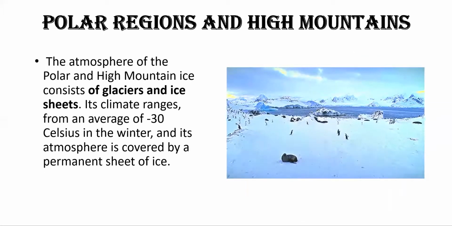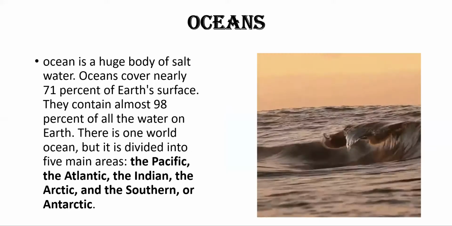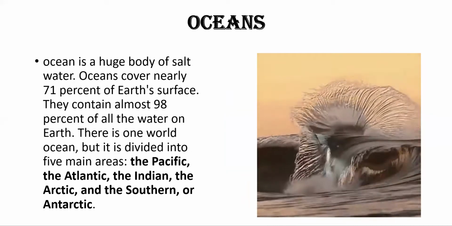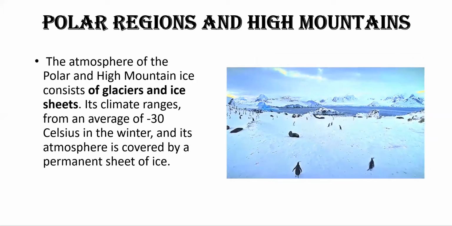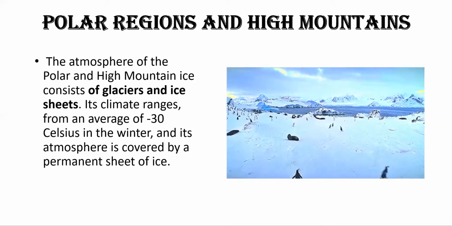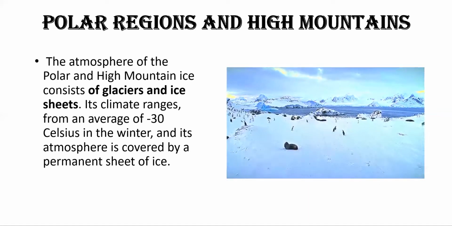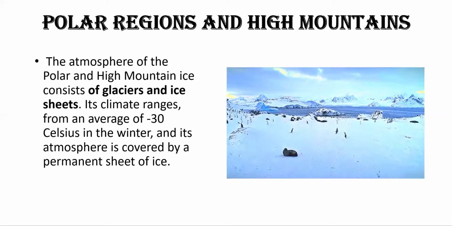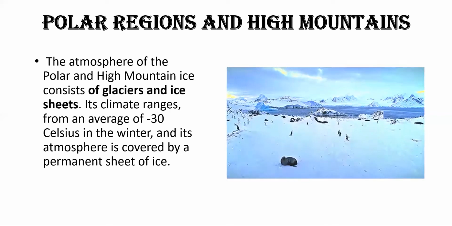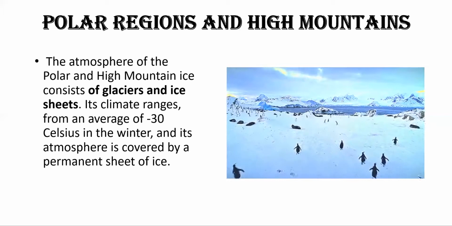Now, what are polar region habitat and high mountain region? What are the animals that live in those areas? The atmosphere of the polar region and high mountain consists of ice of glaciers and ice sheets. Its climate ranges from an average of minus 30 Celsius in the winter, and its atmosphere is covered by a permanent sheet of ice. Usually, penguins, polar bears, and seals live in the polar regions and high mountain regions.